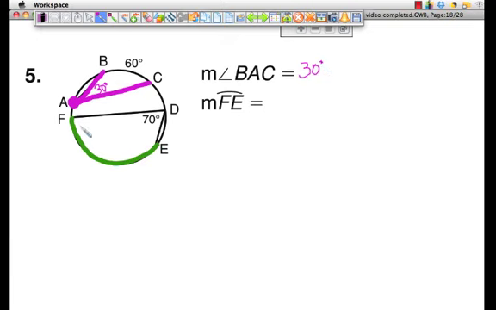If I'm trying to find arc FE, I don't know the arc, but the angle that you find from the endpoints, it goes from F to D and from E to D. That angle that's right on the circle there is 70. To go from the angle to the arc, it's getting bigger and bigger. That's when you multiply by 2. So it'd be 70 times 2, or 140 degrees.